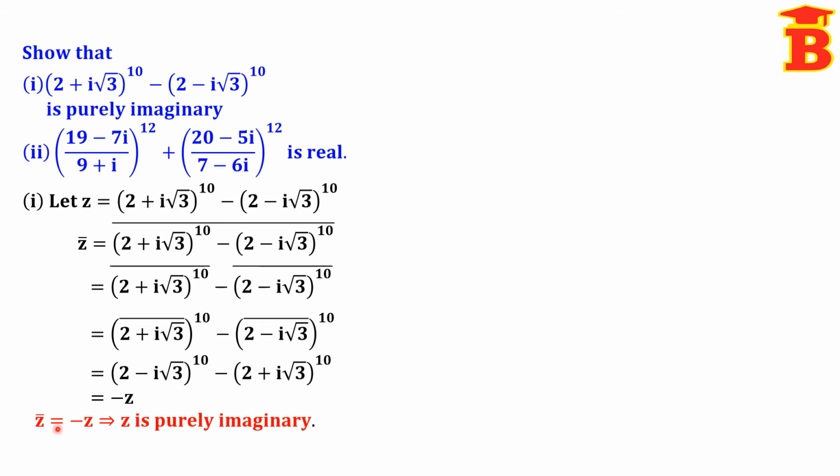And that is what we have to prove finally. So if z bar equal to minus z, then z is purely imaginary. Same like that we have to prove the second question. Take the given complex number as z.